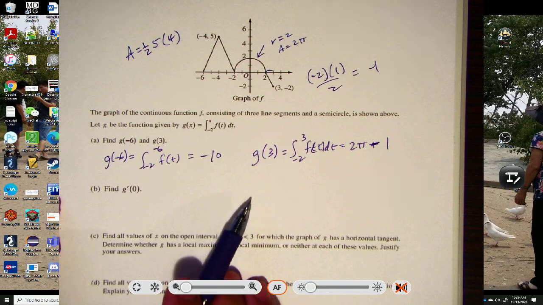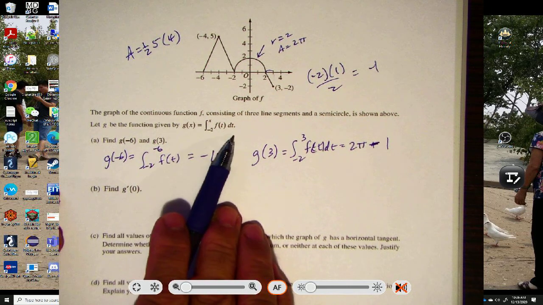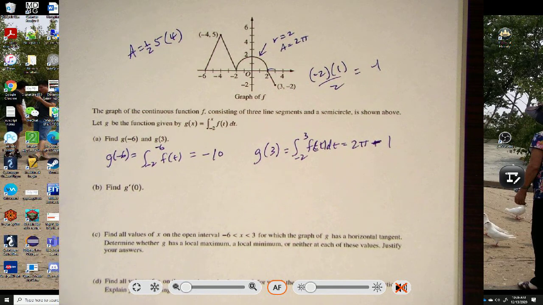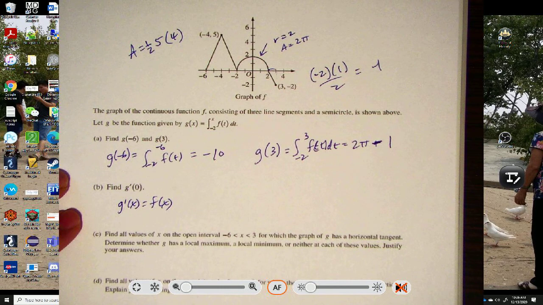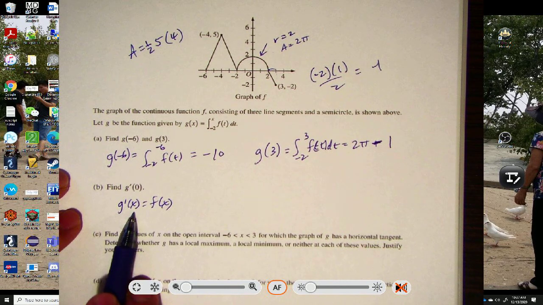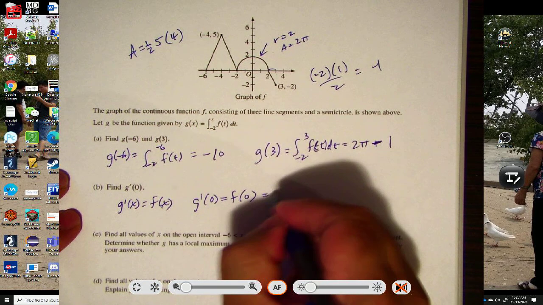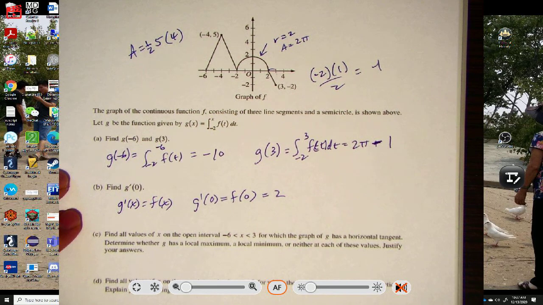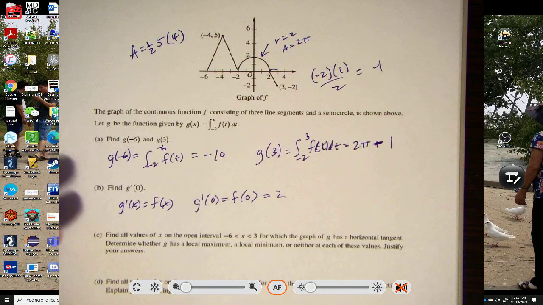All right. G prime of 0. So now we're going to use the second fundamental theorem of calculus, where we take the derivative of this accumulator function. The second fundamental theorem of calculus is associated with accumulator functions. So g prime of x is equal to f of x. So g prime of 0 means look up whatever f of 0 is. F of 0 is 2, so the answer is 2. And that's all it's looking for. It's not looking for the slope of f. Remember, f is the slope of g.